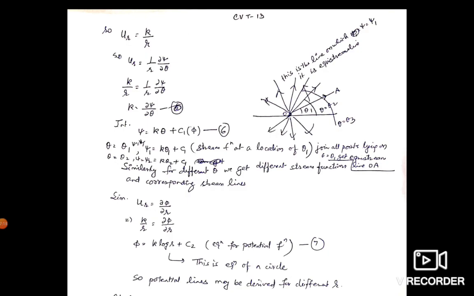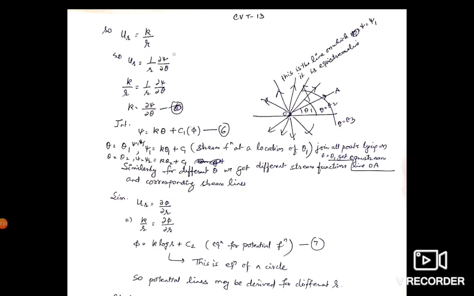So now we get different streamlines corresponding to different values of theta. Now we again come to UR because we can find the value of psi, but for complex variable technique we also need the value of phi. So we put UR is equal to delta phi delta R.